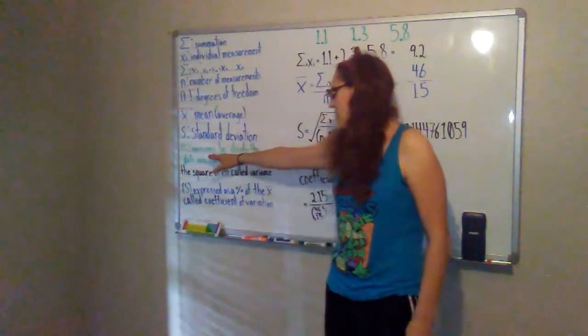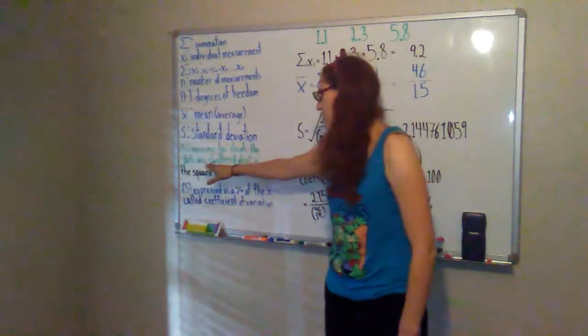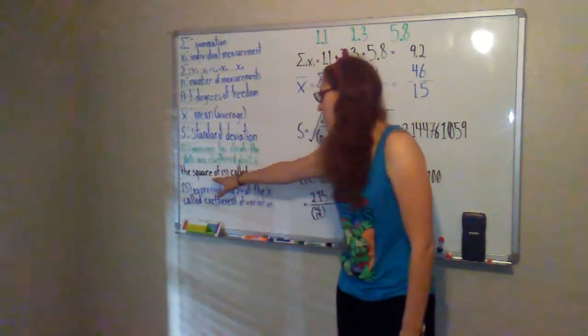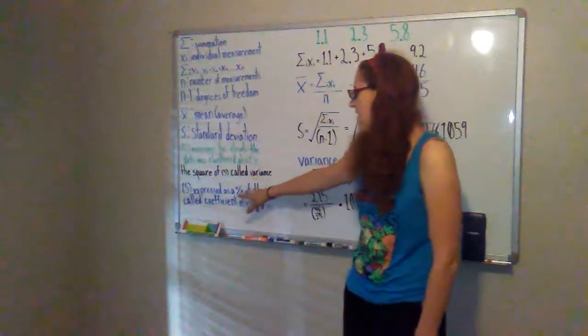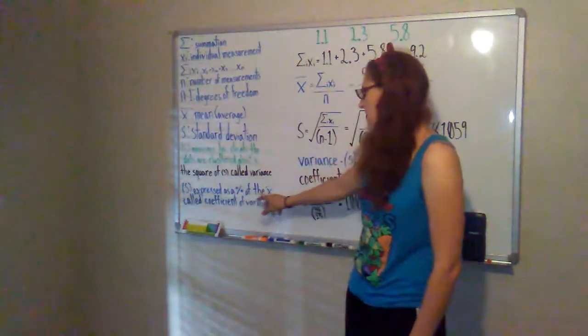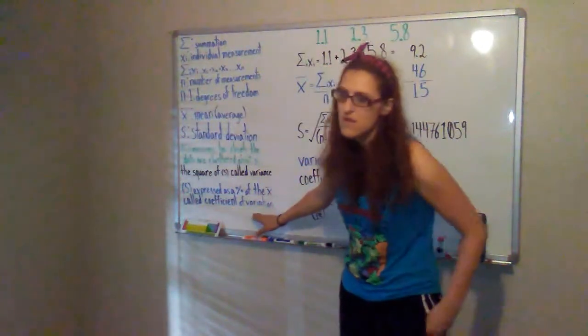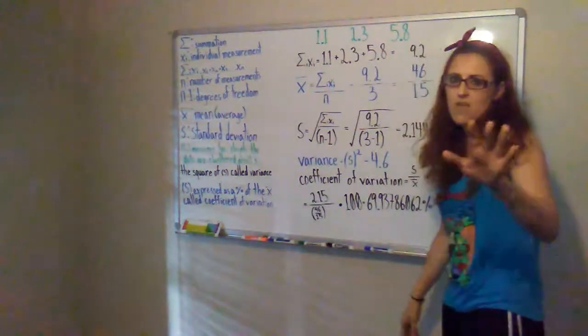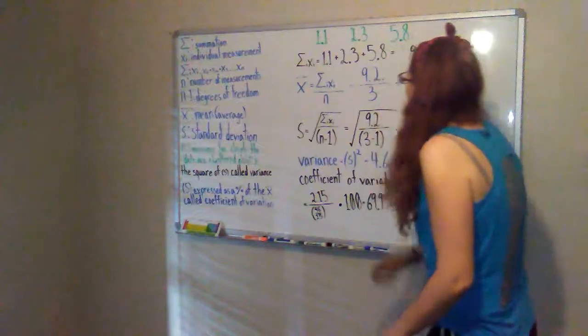Standard deviation measures how closely the data are clustered about the mean, and the square of the standard deviation is called the variance. The standard deviation expressed as a percent of the mean is called coefficient of variation. And we'll go over standard uncertainty of the mean in a second.